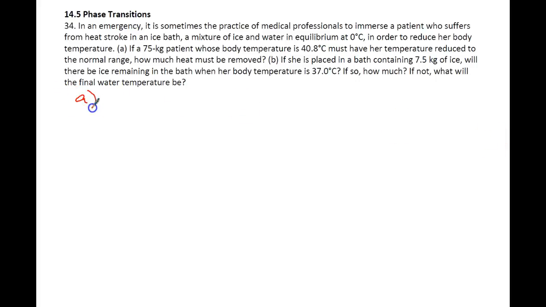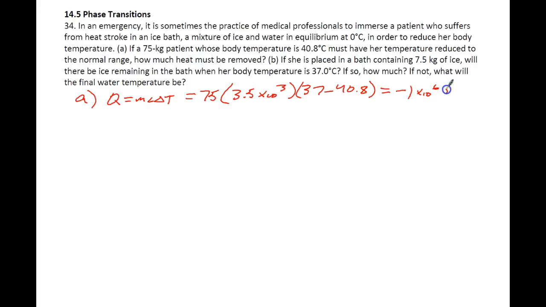So for letter A, we just want to find out Q is equal to mc delta T. We want to find out how much heat needs to be removed, so we're solving for Q. Her mass is 75. Specific heat of the body is about 3.5 times 10 to the third. And then we have 37 minus 40.8 for our temperature change. So that would be negative 1 times 10 to the sixth joules of energy. So it's about 1 megajoule or so.